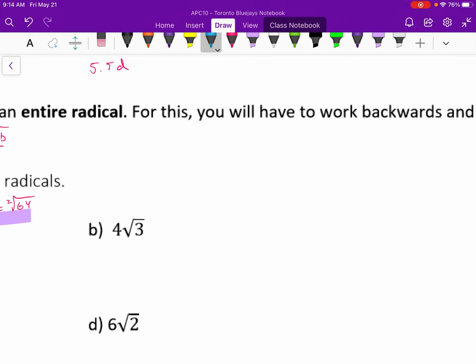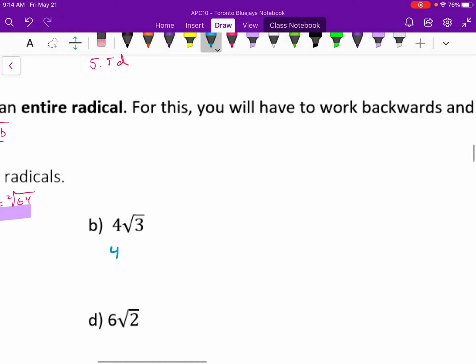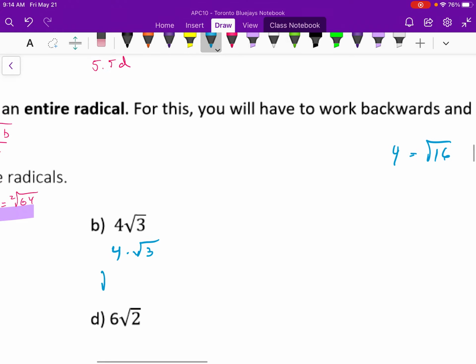Now 4 root 3. Now again, this is square root. But in my mind, I think of this as 4 times the square root of 3. Now 4 is equal to the square root of 16. So this is where it's definitely helpful to have a knowledge of perfect squares. So now I could write the square root of 16, which is really 4, times the square root of 3.